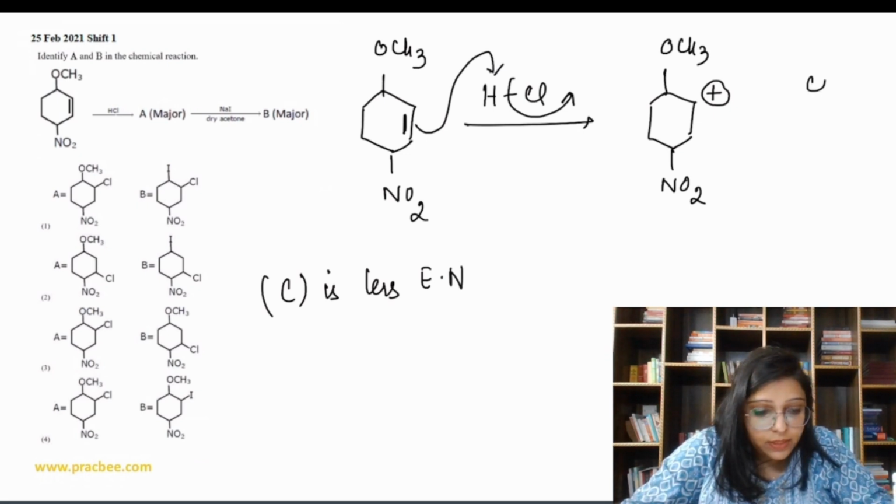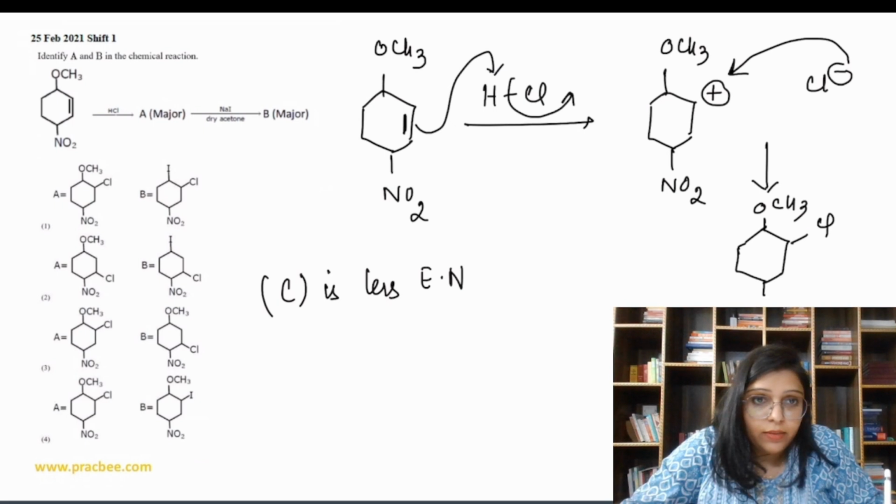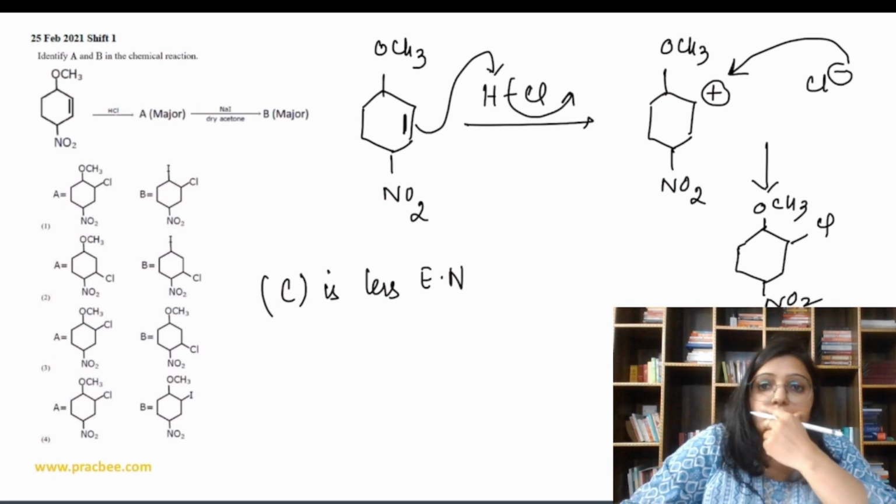Then what happens? Cl minus attacks over here. Okay. So we get OH, OCH3, Cl and here we write NO2.